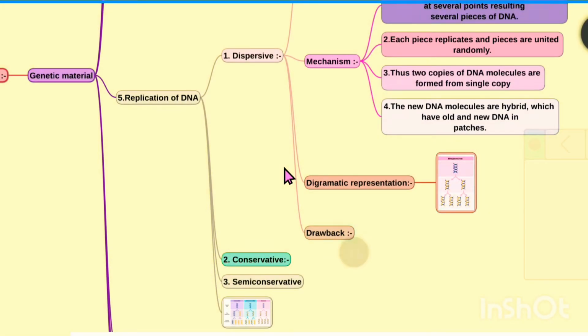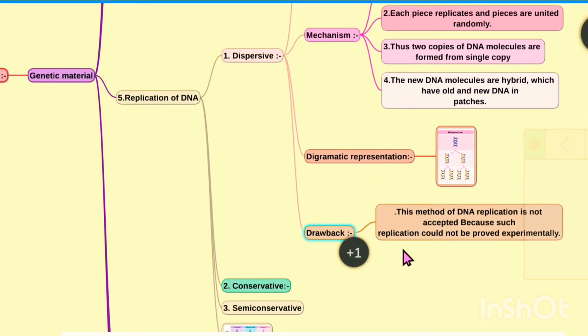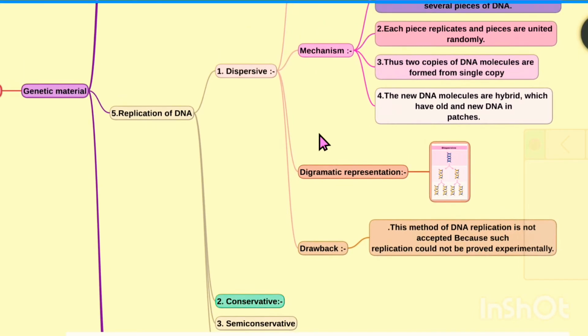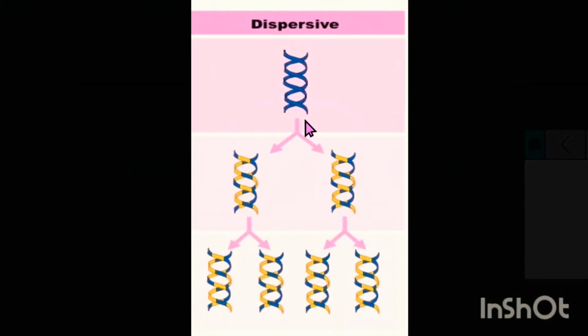The drawback of the dispersive method is that this method of DNA replication is not universally accepted. Such replication was not proved experimentally because it does not prove with the experiment. So this is the dispersive method.